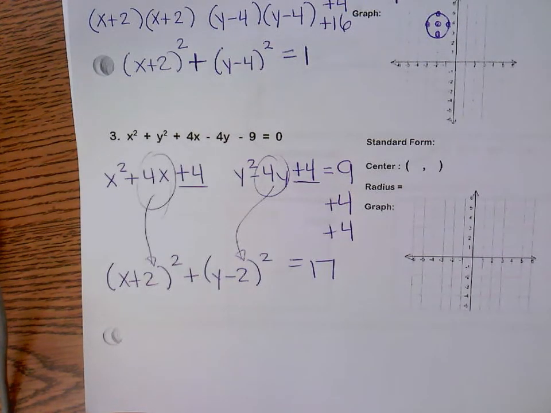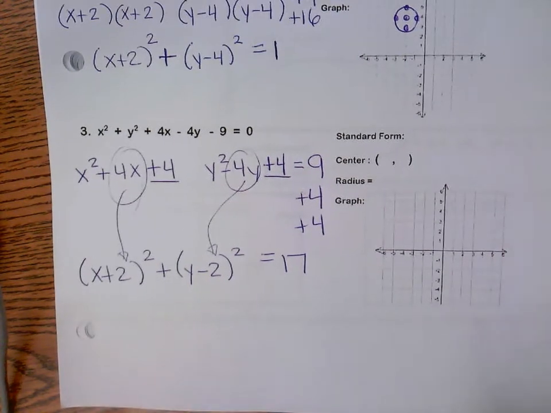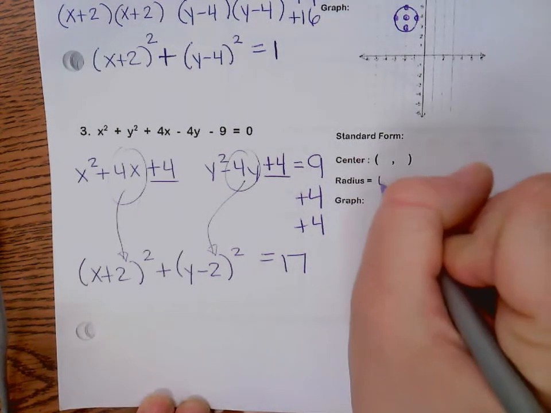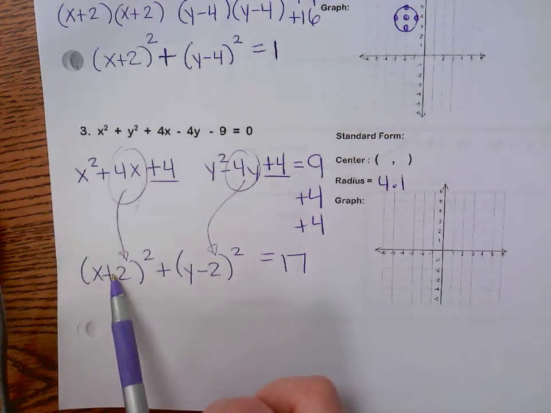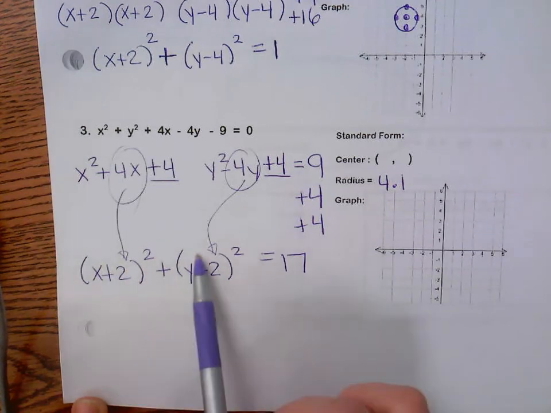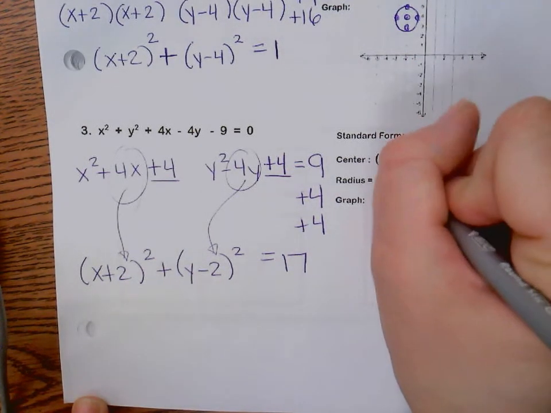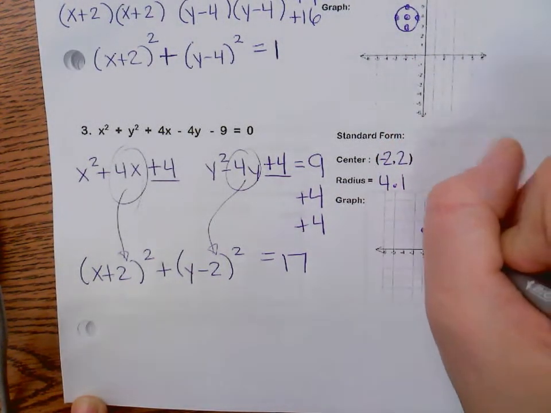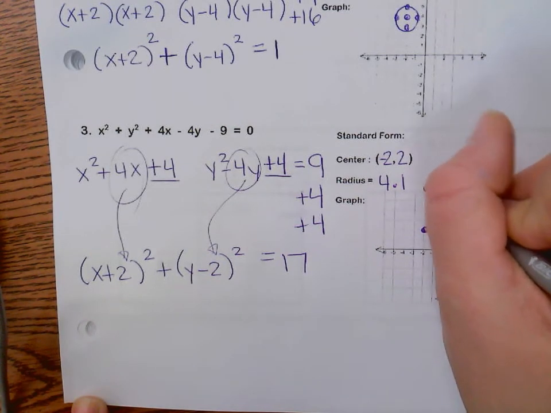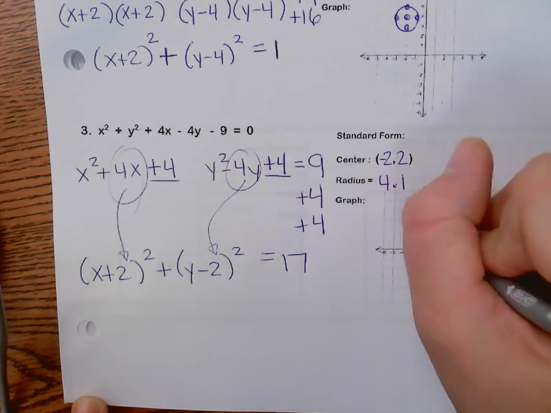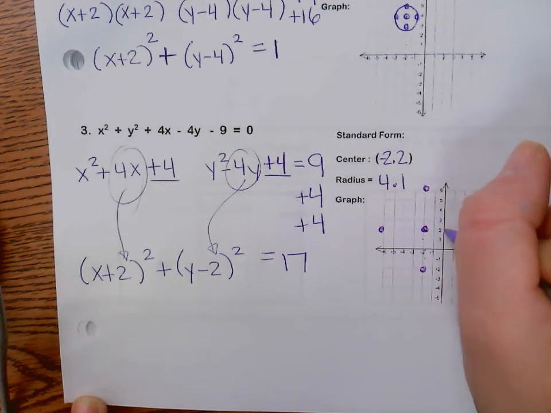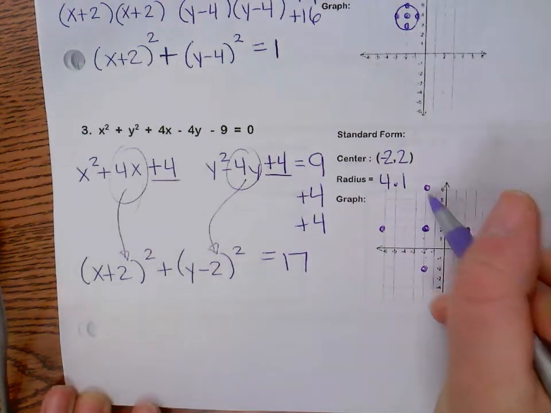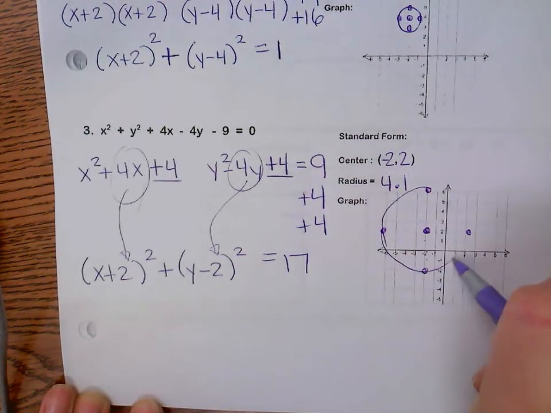All right, so can someone verify for me, is the square root of 17 4.1? Okay, so my radius is 4.1, and my center is at -2, so left 2, up 2. So -2, comma 2. And 1, 2, 3, 4.1, just go just beyond 4. So just a hair bigger than if it had a radius of 4.